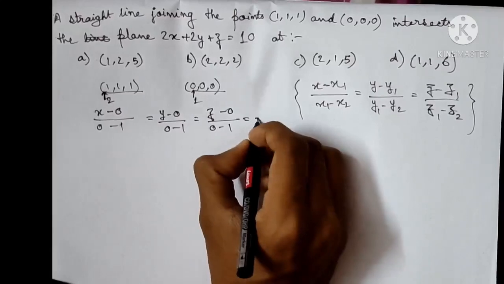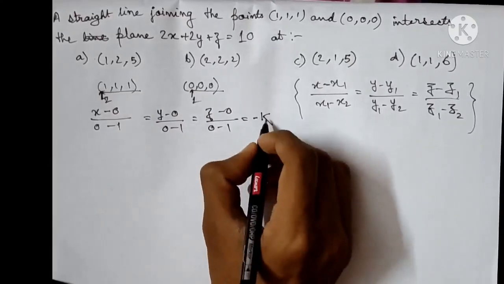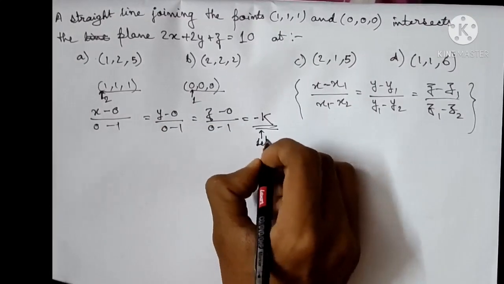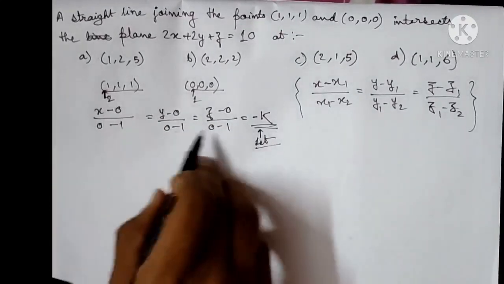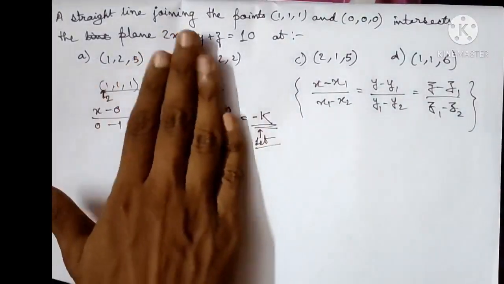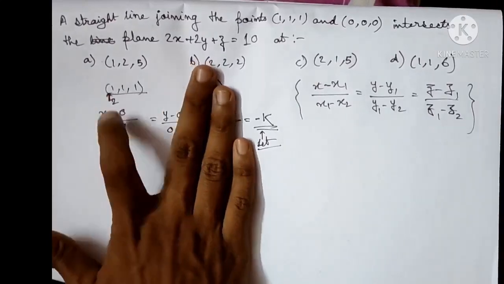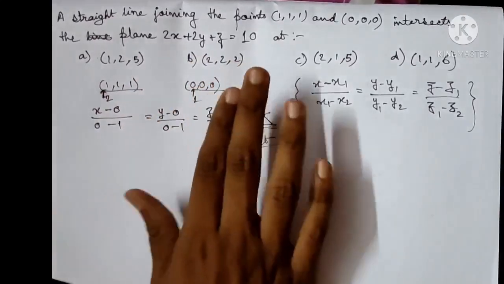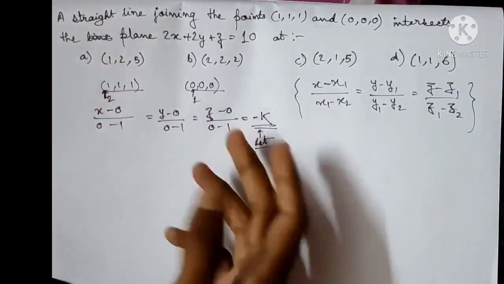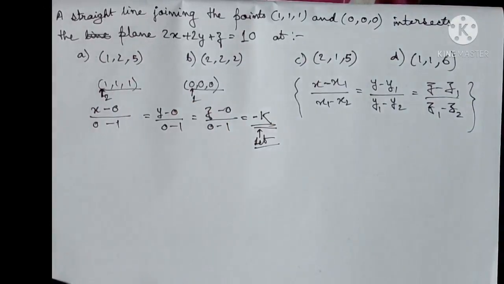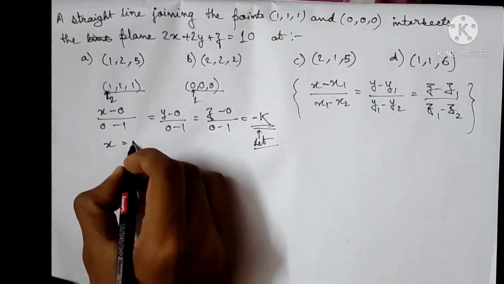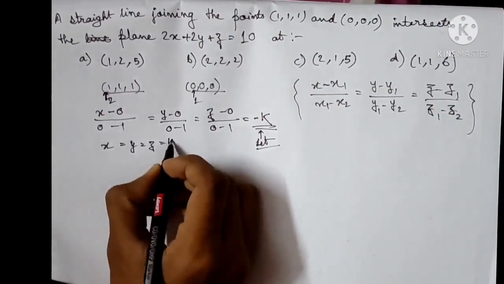Let's suppose this is equal to minus k, because we are just supposing. Let this be equal to k, so for all of them it will also be equal to minus k, like that. Now we get the equation as x equal to y equal to z equal to k.